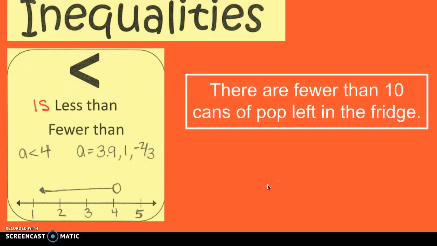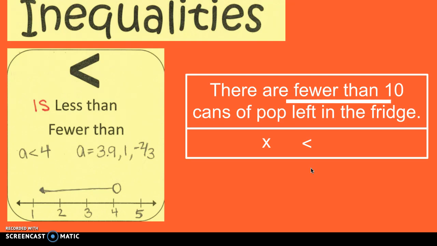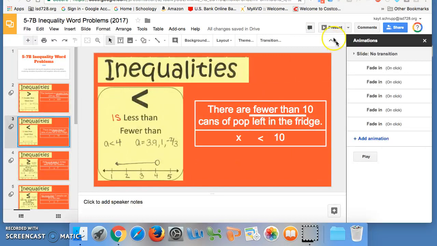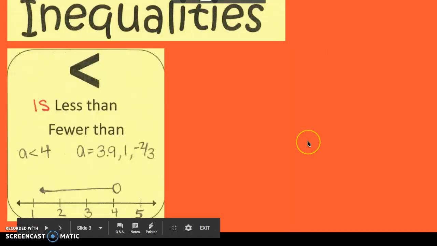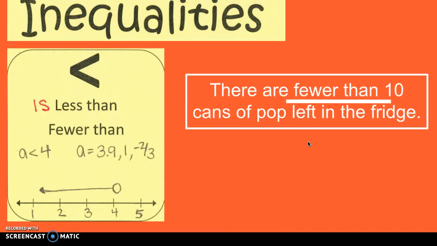The situation: there are fewer than 10 cans of pop left in the fridge. Hopefully you recognize fewer than are the keywords that we're looking for when we use the less than symbol within our inequality. Our variable is going to go on the left, and our 10 is going to go on the right. So fewer than are keywords that indicate we're going to use the less than symbol. So x is less than 10 would represent this situation.